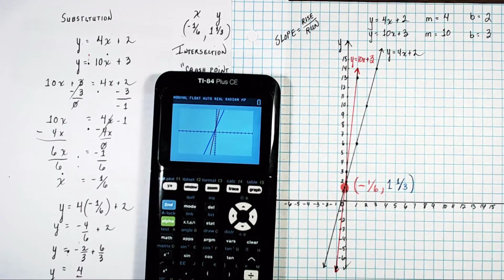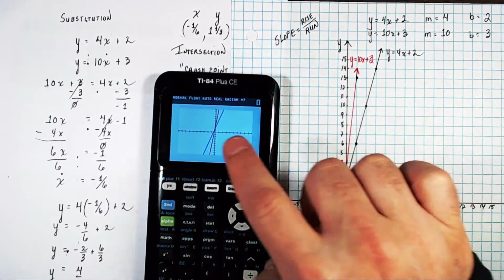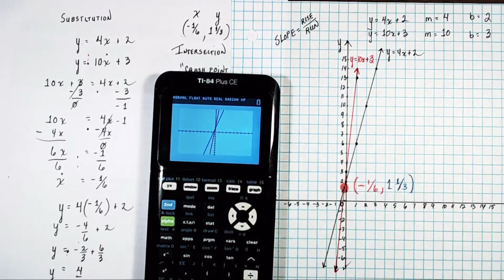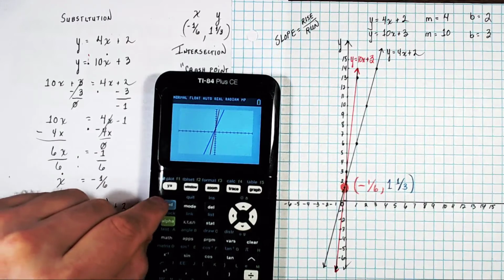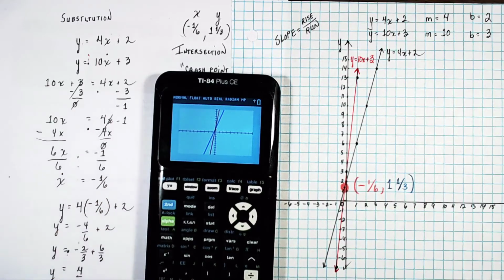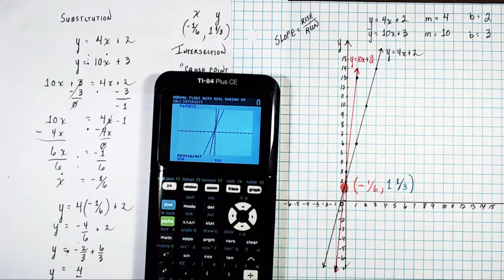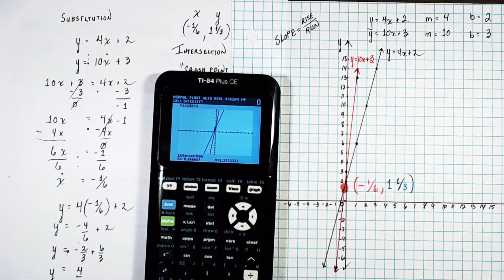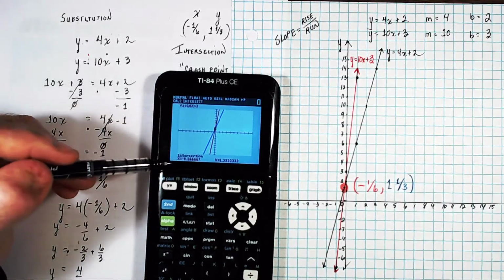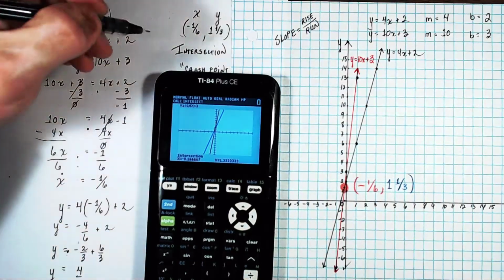It's a beautiful thing when you see what you did by hand match what happened on the calculator. Now, where is that intersection point? Okay, well, the intersection point can be found by hitting the second key on your calculator and then hit trace. And what you want to find in this menu is intersect. So hit enter, and it says first curve, so we hit enter again, second curve, and we hit enter again, guess, and we hit enter again, and then it gives us the intersection.